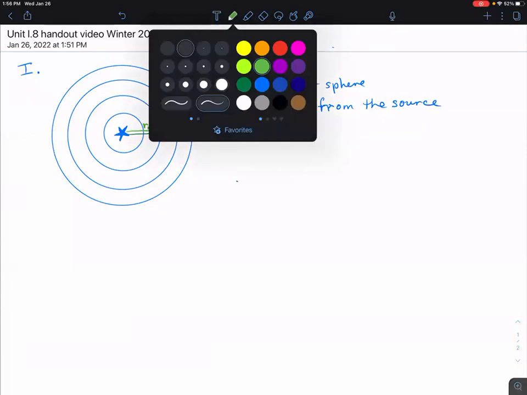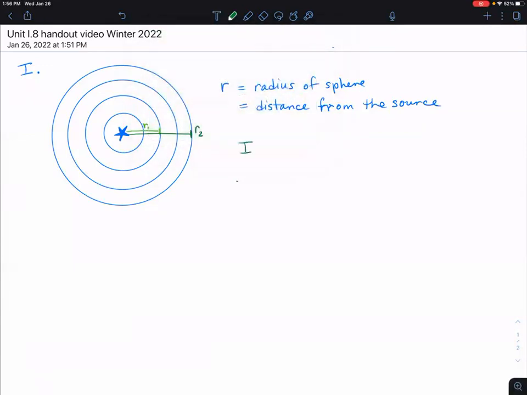Okay, so the way this works is if R2 is twice the value of R1, if we are twice as far away, then the sound pressure, where P is the sound pressure in pascals, is going to be half at R2 the value that it is at R1. So my little subscripts 1 and 2 here are talking about these two different locations. If R2 is twice R1, the pressure there, P2, will be half the pressure of P1.